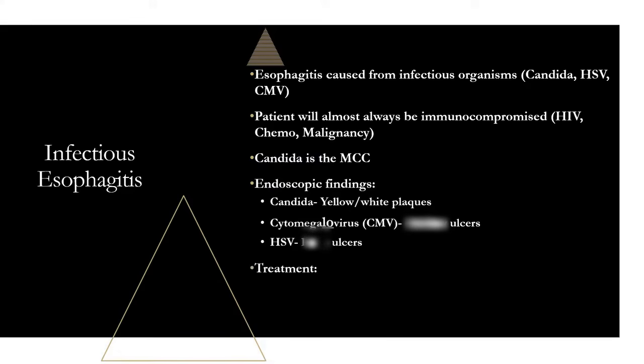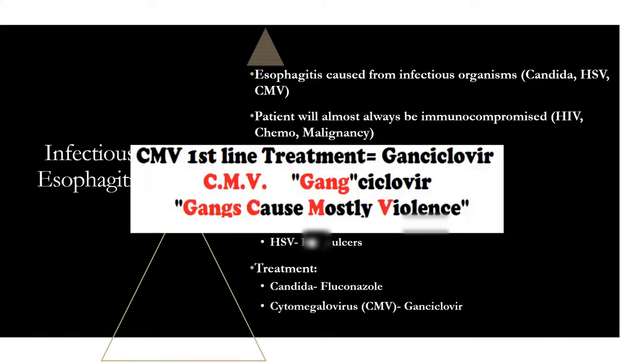As far as treatment, Candida you're going to treat with fluconazole. That one's pretty easy because that's the same you treat across the board for Candida for the most part. Cytomegalovirus, or CMV, you're going to treat with ganciclovir. The way I remember this is ganciclovir sounds like "gang-cyclovir." Actually, that's the way I used to say it before I actually saw it spelled. And this helps you because this isn't just for CMV esophagitis, but any CMV, your first line treatment is always going to be ganciclovir.